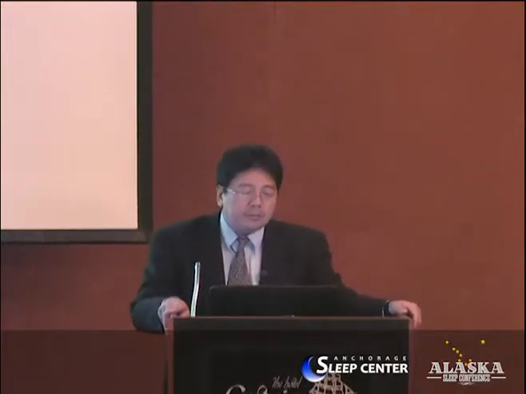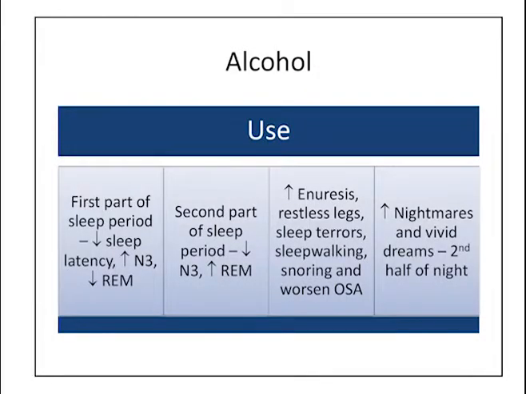So alcohol, if you use it in the first half of the evening, increases N3 sleep. In the second half, because alcohol gets metabolized, now you have decreased N3 and a REM rebound. So when you use alcohol, there are a few things that happen during the course of the evening. There is a higher risk for bedwetting, restless legs, sleep terrors, sleepwalking, snoring, and of course sleep apnea. And because of the REM rebound that occurs in the second half of the evening, when alcohol gets metabolized, you have nightmares and vivid dreaming reported by these patients. And they're quite common.